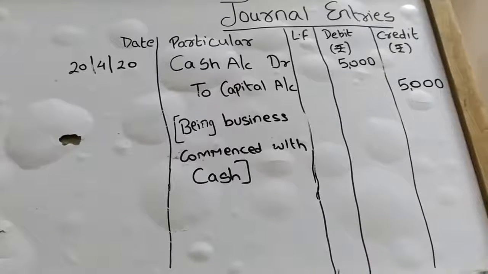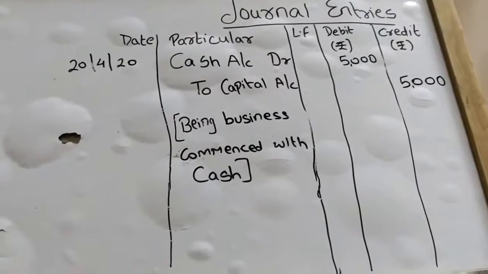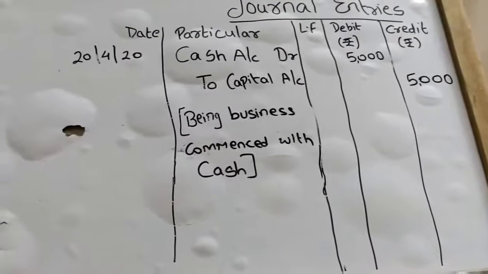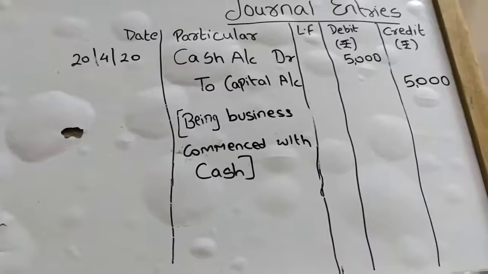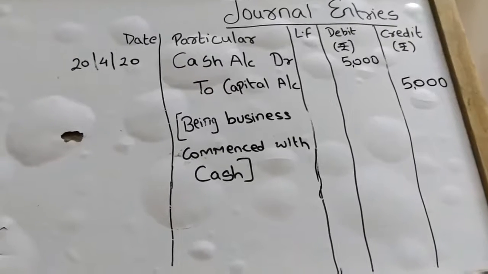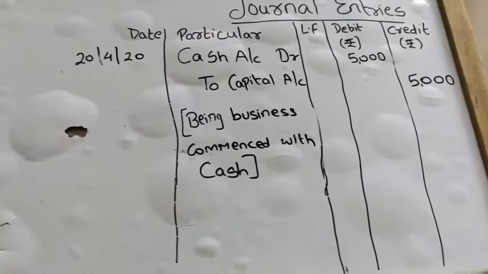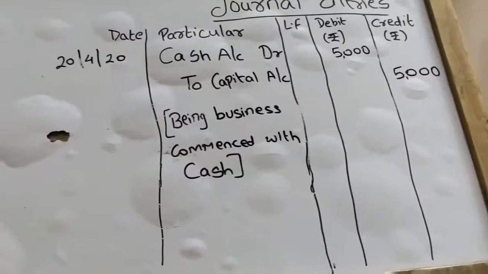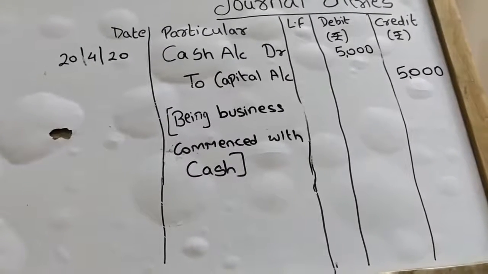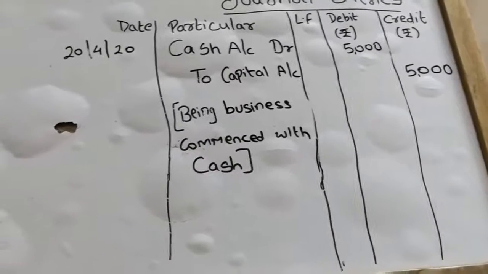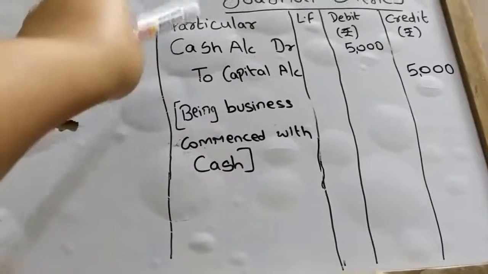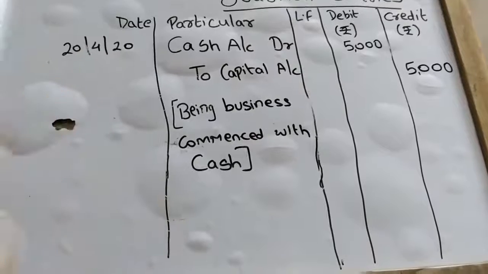So the next transaction is business commenced with a cash of rupees 5000. As the first rule applies, debit what comes in and credit what goes out. So what has come in to the business? Cash. Business को cash मिला है. So debit what comes in. So we have debited cash over here. What have we debited? We have debited cash over here.